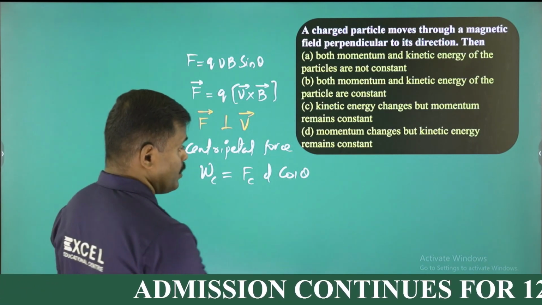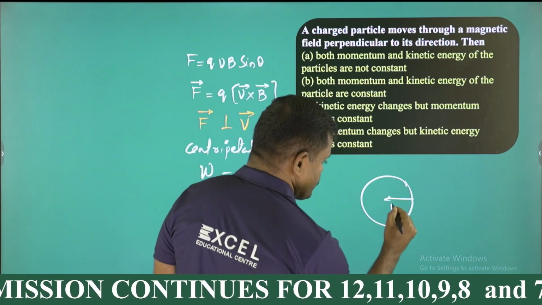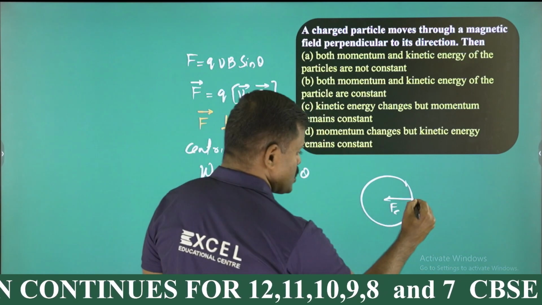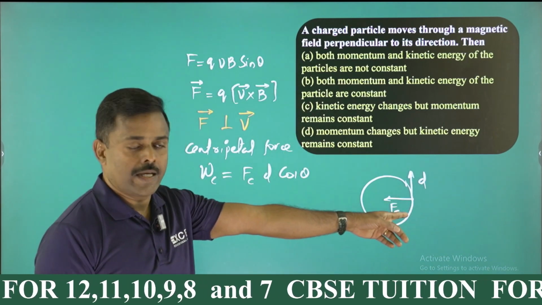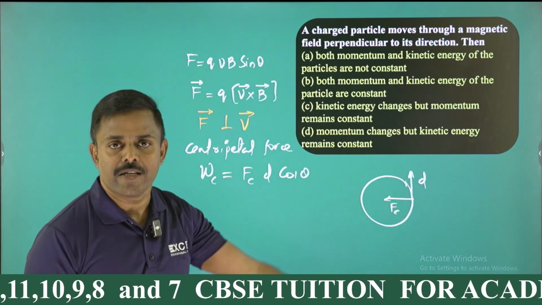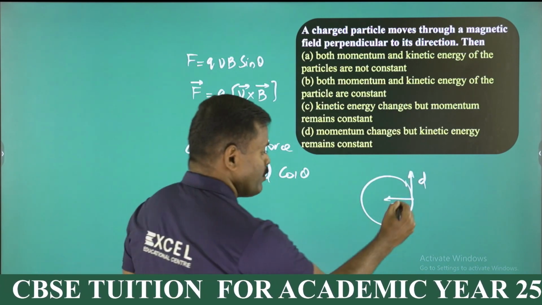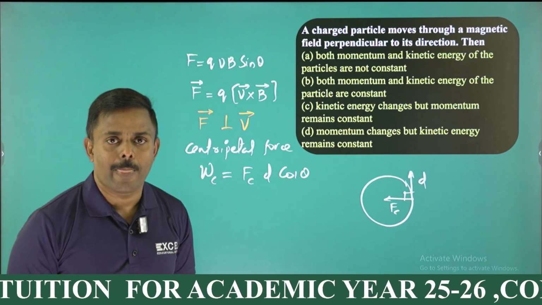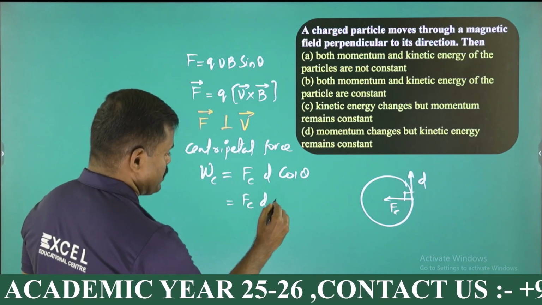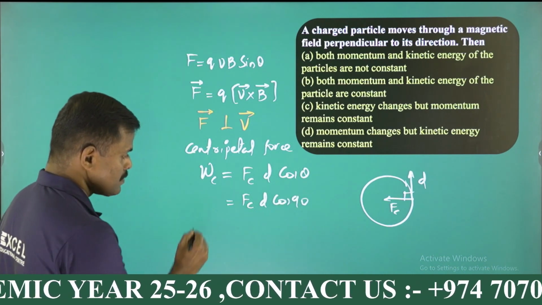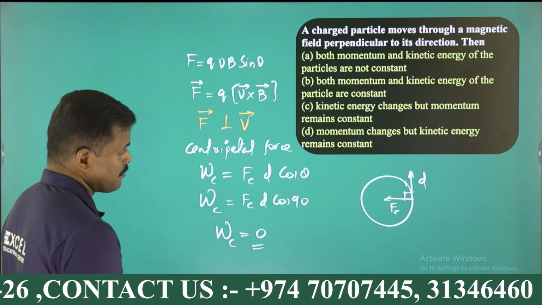So this is a circular path. This is the centripetal force. This is the tangential displacement. Imagine you are driving a car and you had one bad day and you suddenly lose brake. What happens? You will skid off tangentially, right? Then the angle is 90 degrees. So you can put it right into this, Fc into D into cos of 90. So work done by the centripetal force is 0.